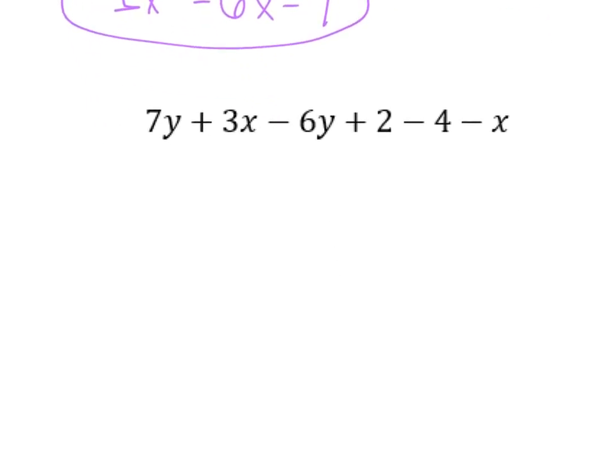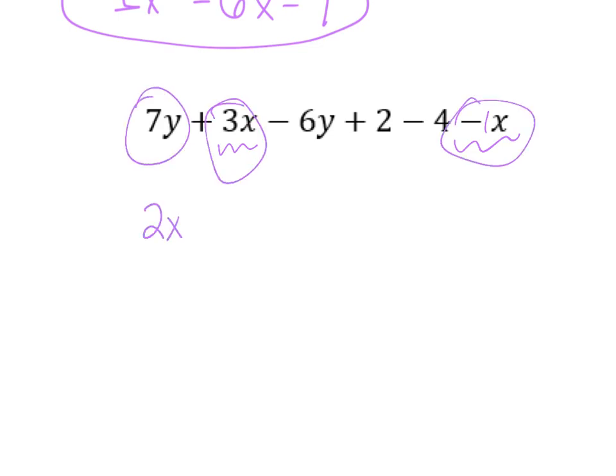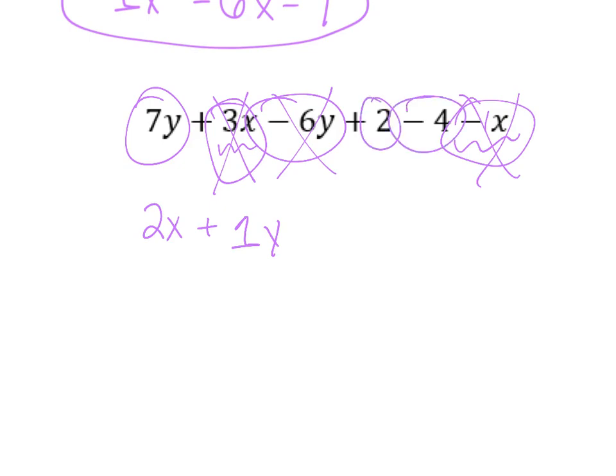This last problem, I have x's, y's, and constants. I'm going to start in alphabetical order, so I'm going to do my x's. Remember, there's an imaginary 1 there, so I have 3x plus negative 1x. That gives me 2x's. My y's, 7 plus negative 6, so that's just 1y. And then I'm left with 2 and negative 4, so 2 plus negative 4 is negative 2 for my final answer.